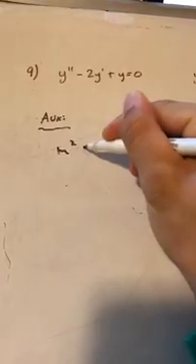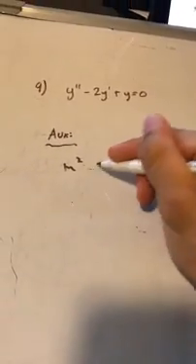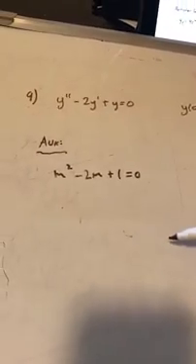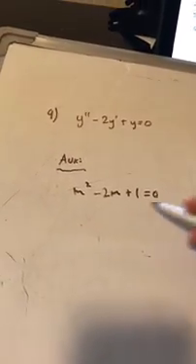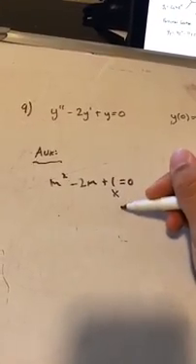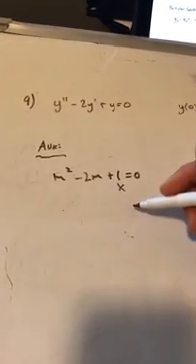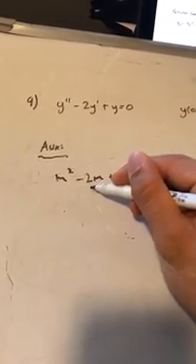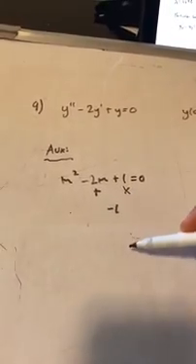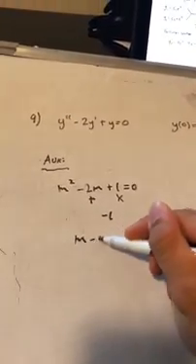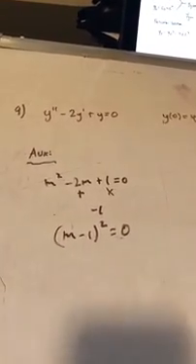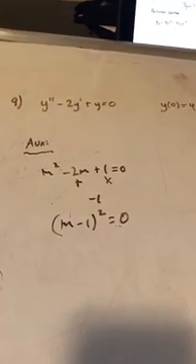will be m squared minus 2m plus 1 is equal to 0. So to factor this out, we're going to need two factors that multiply to be positive 1, and those two factors must also add up to be negative 2. So looks like negative 1 will be that factor. So we have (m minus 1) squared, so we have a perfect square here, is equal to 0. So this 1 has multiplicity 2.